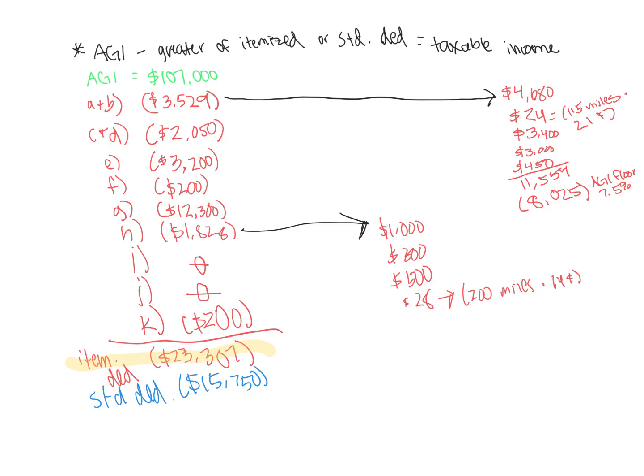So then to get our taxable income, we take our $107,000, so our AGI all the way up at the top, subtract our itemized deductions, and we should get a taxable income of $83,693.